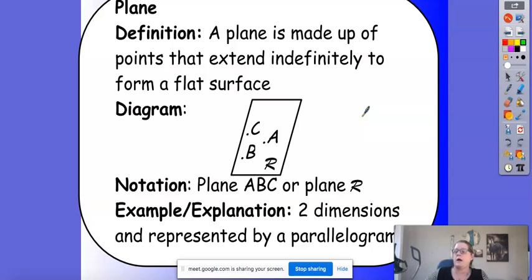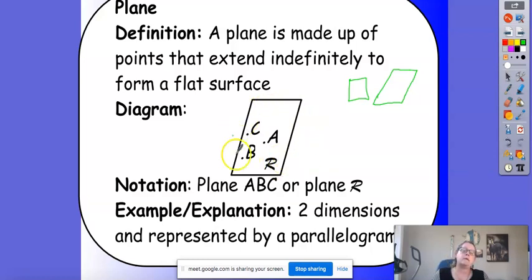When I want to show a picture of a plane, notice it's not a rectangle. A rectangle looks like this because it's straight up and down. You have to make it sideways, like this. That lets me know that it's a plane. Then I have points: point A, point C, point B. Notice I have a big scripted R. It's a capital letter R.